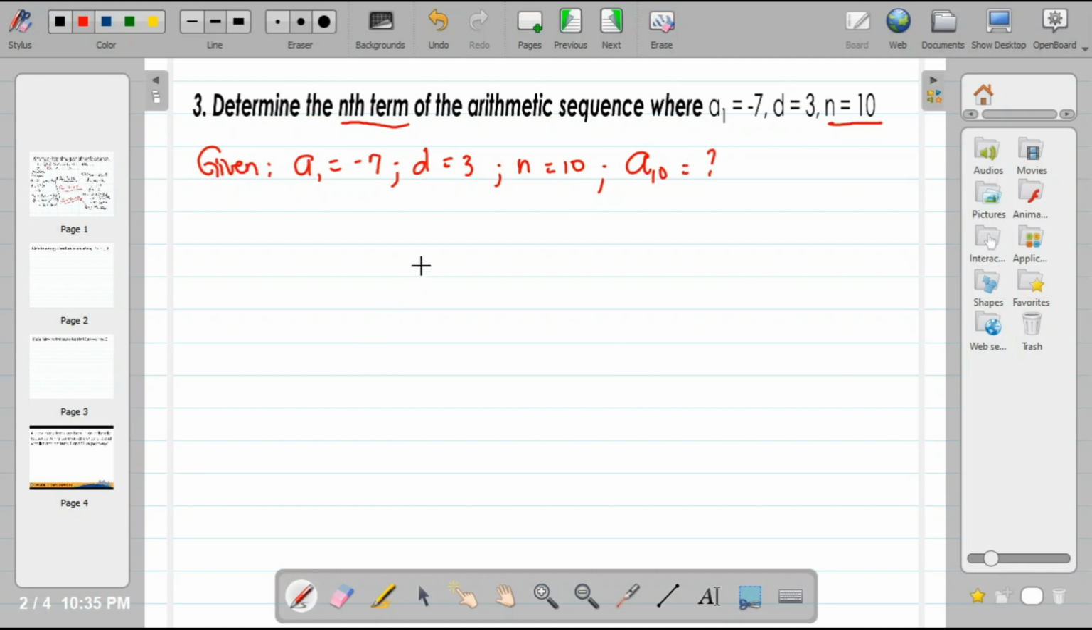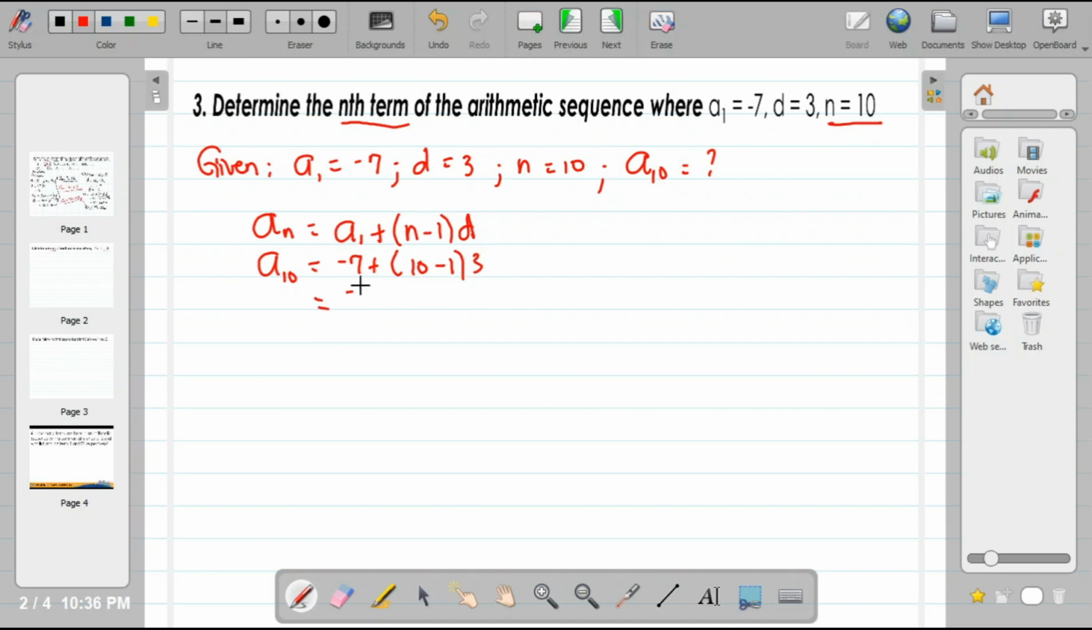Okay. So we have all the information, now we go to the formula, which is a sub n equals a sub 1 plus quantity n minus 1 times d. You need to memorize this formula, no? So our a sub n, the term we are looking for, is the 10th term or a sub 10. Our a sub 1 is negative 7 plus our n is equal to 10 minus 1 times our common difference which is 3.